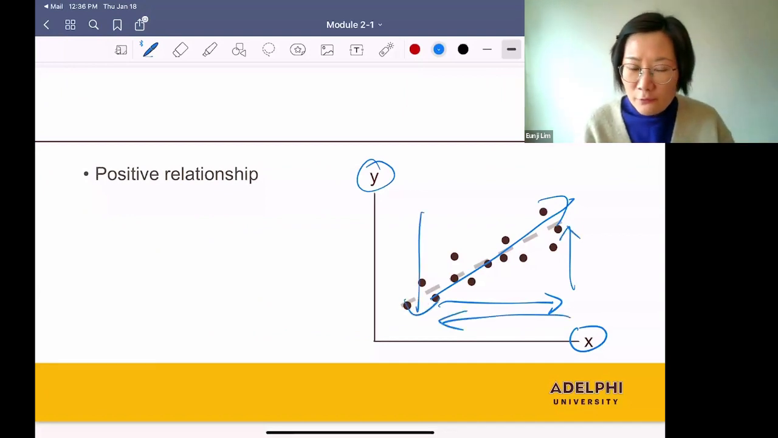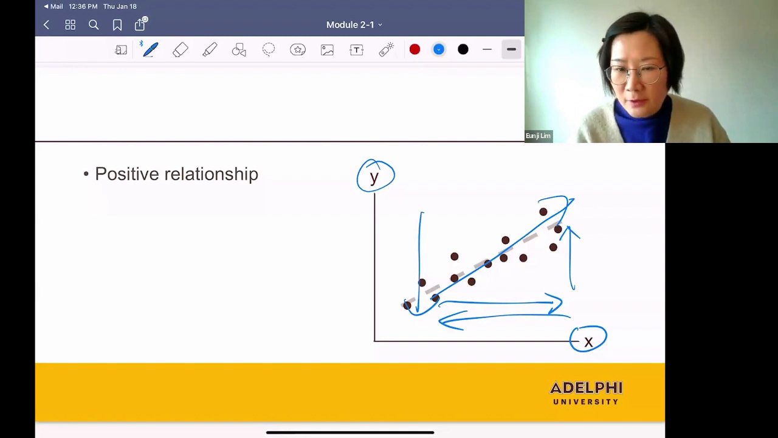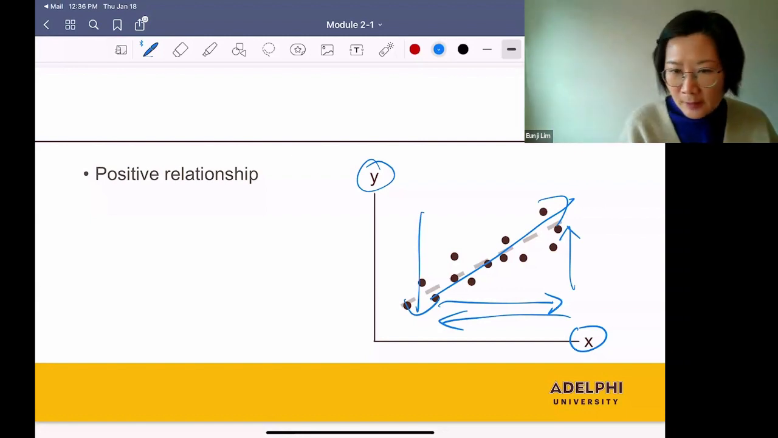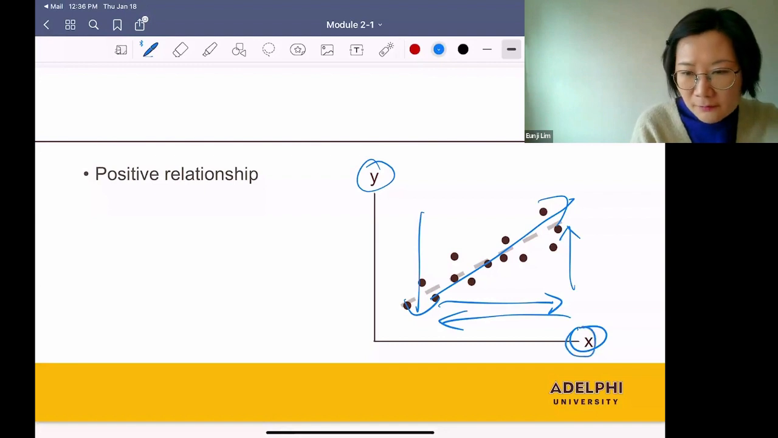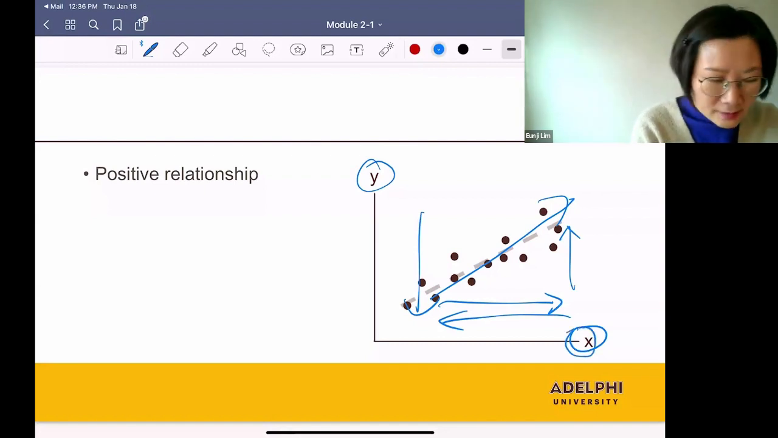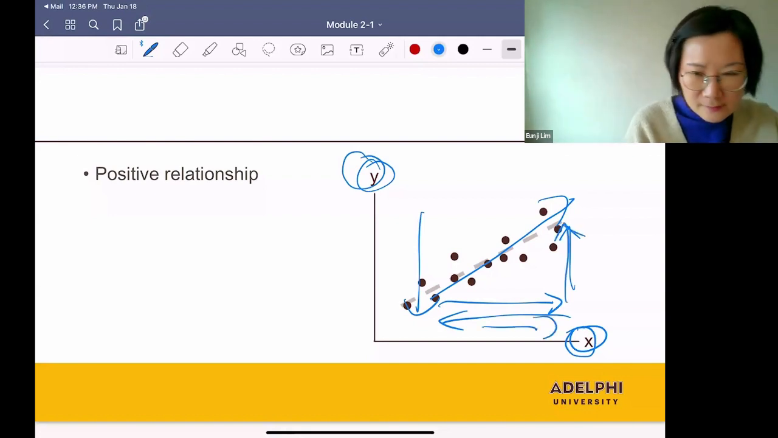So can you think of two variables that have a positive relationship? How about this? X is the number of hours you study for a test, and Y is the score you get from the test. The more you study, the better score you get.